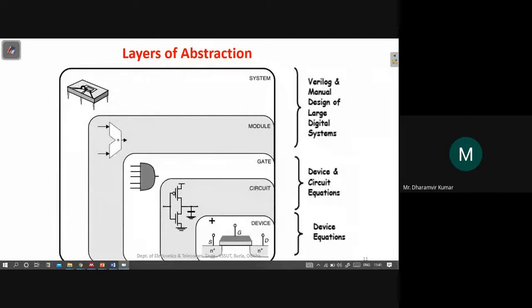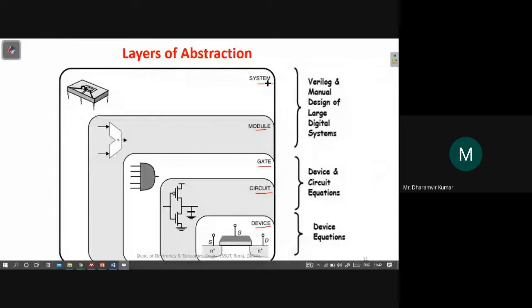So look, for example, if we move from bottom to top, we have device, circuit, gate, module, system. Now each of these different layers gives a different kind of information. The system is at the top, that is the most complex thing.